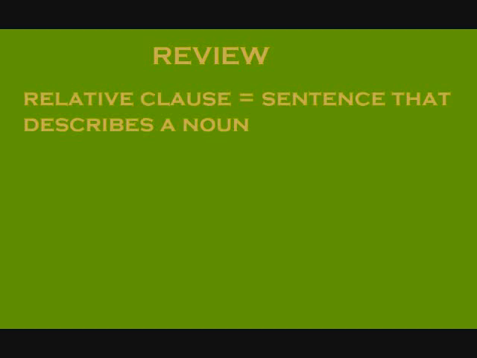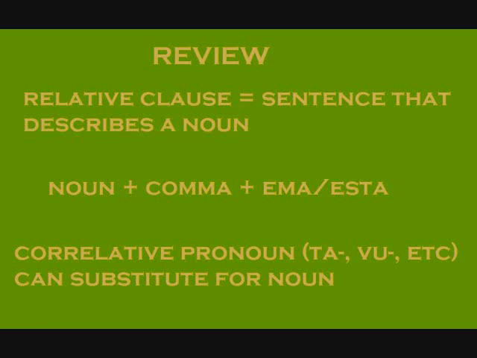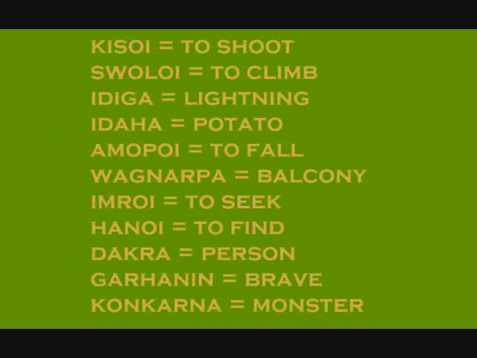So, in conclusion, just remember that a relative clause is simply a sentence that describes a noun. After the noun comes a comma, then either an emma or an esta, depending on the noun, in the correct case, then your descriptive sentence. If necessary, a ta or vu or other correlative pronoun can substitute for the noun to be described. Now make sure you know this new vocabulary, then move on to the next video.